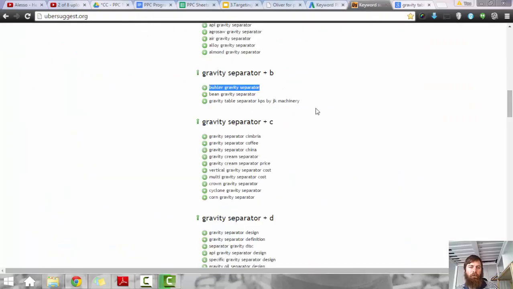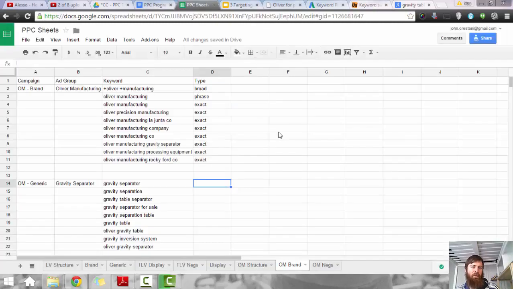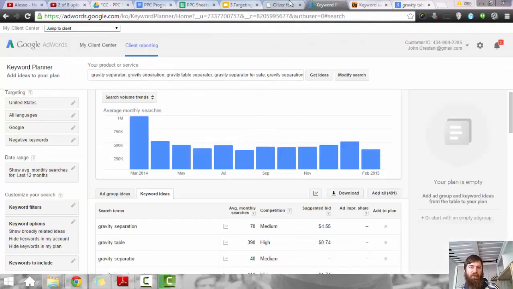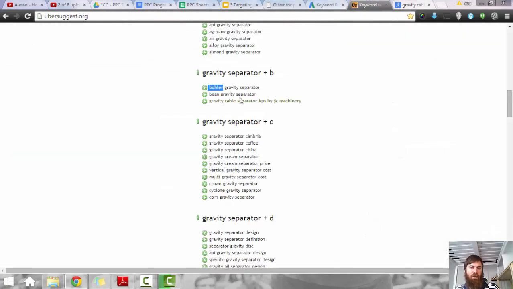Bueller sells gravity separator. So what I'm trying to think is, are we still going to show up for this term though? It does seem that we will show up for this term because we are going to advertise on the word gravity separator. But at the same time, I'm going to keep tabs on some of these other guys.